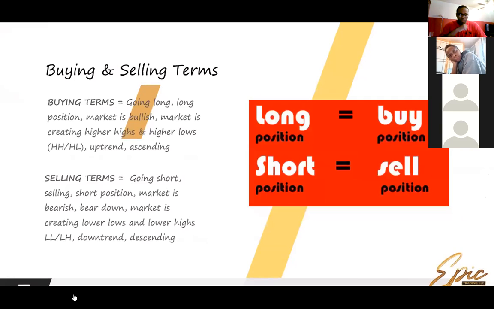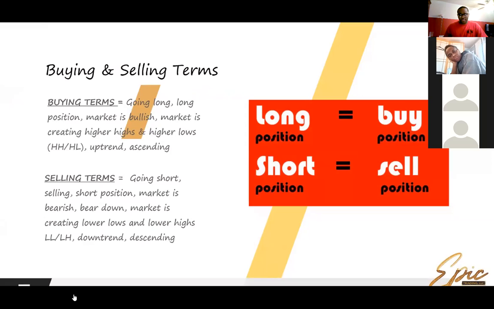The next thing is becoming familiar with the terms of buying and selling. So you're going to hear terms associated with the market going up and the market going down. You have buying terms, which is going long, holding a long position. The market is bullish. Market is creating higher highs and higher lows. You'll see that represented as HH and HL. The market is moving up in an uptrend. The market is ascending. These are buying terms.